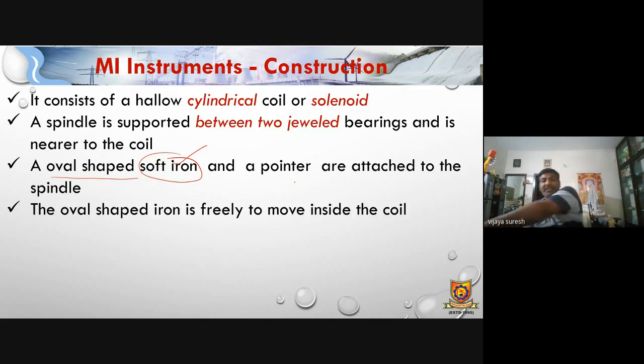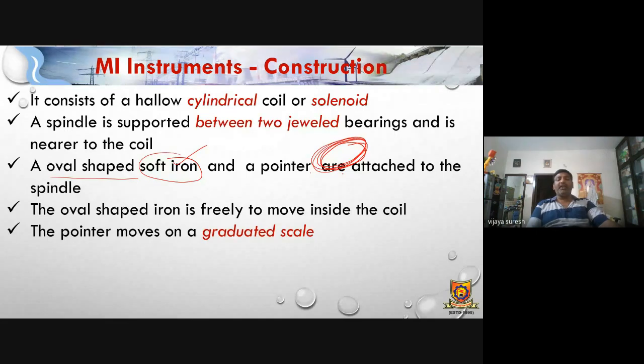Now, the oval shape of the iron is freely movable inside the coil. So that is one advantage of why we prefer the oval shape: it will have a smooth movement in the coil. And the pointer moves on a graduated scale. We'll discuss what a graduated scale is in the coming slides, because a linear scale is different from a graduated scale, and why the graduated scale is used in the MI instrument.